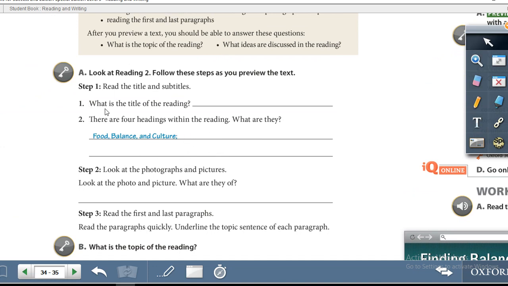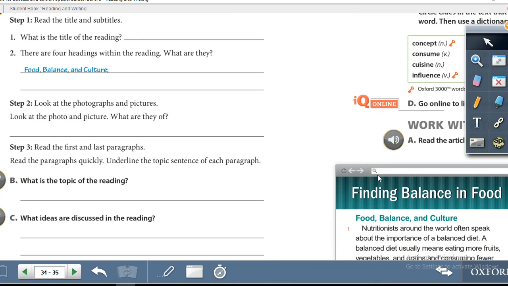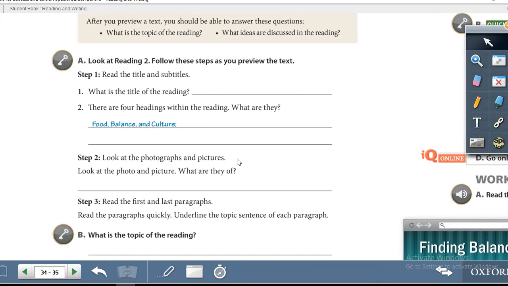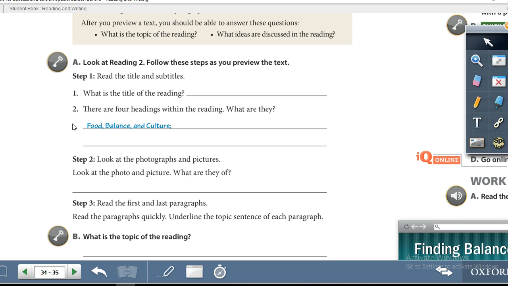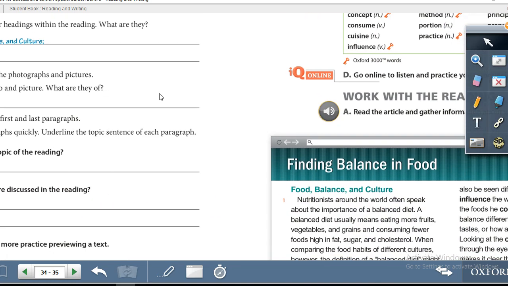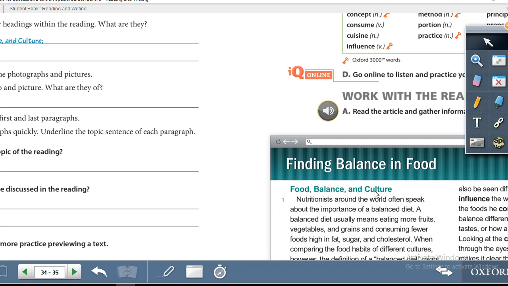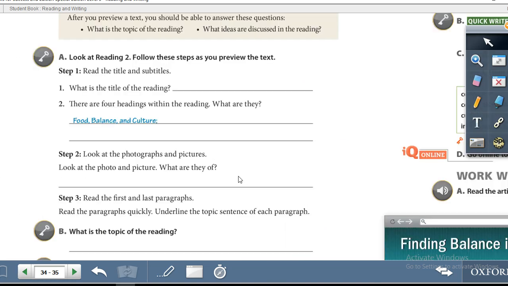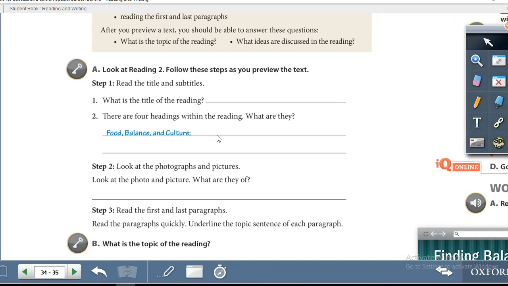Reading number 1, what is the title of the reading? That will be at the top, Finding Balance in Food. You can write that over here. There are four headings within the reading. What are they? I have shown you. These are the headings that are within the reading. You can write it over here. There should be four of them. They have given you the first one.